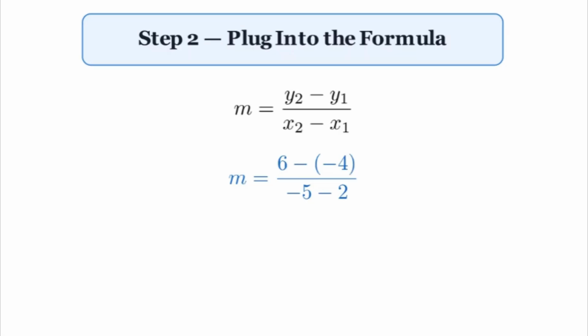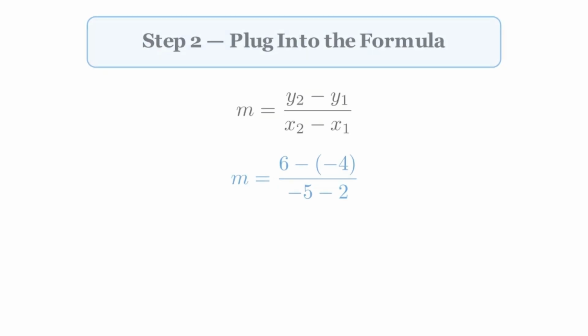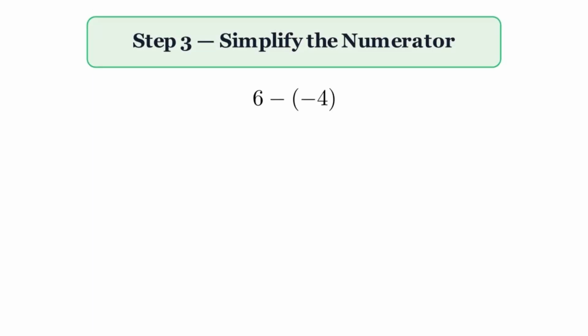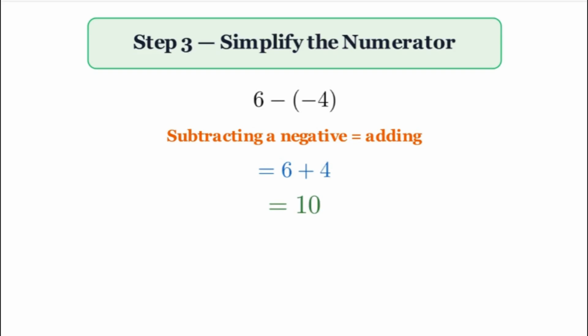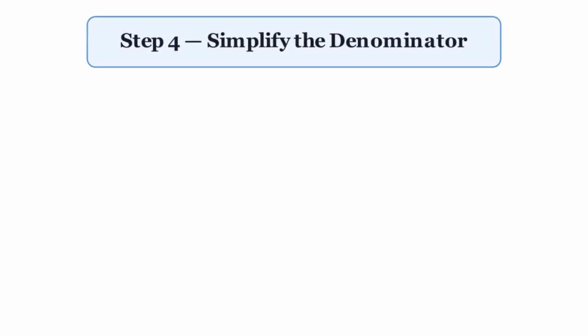Step 3, simplify the numerator. 6 minus negative 4. Subtracting a negative is the same as adding. 6 minus negative 4 equals 6 plus 4 equals 10. Step 4, simplify the denominator. Minus 5 minus 2 equals minus 7.